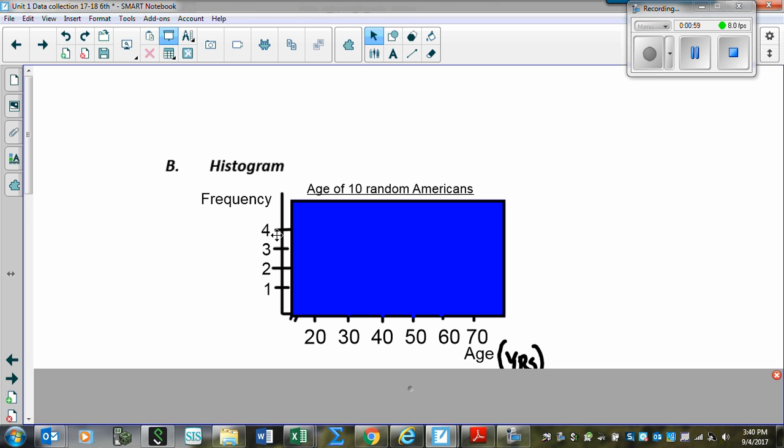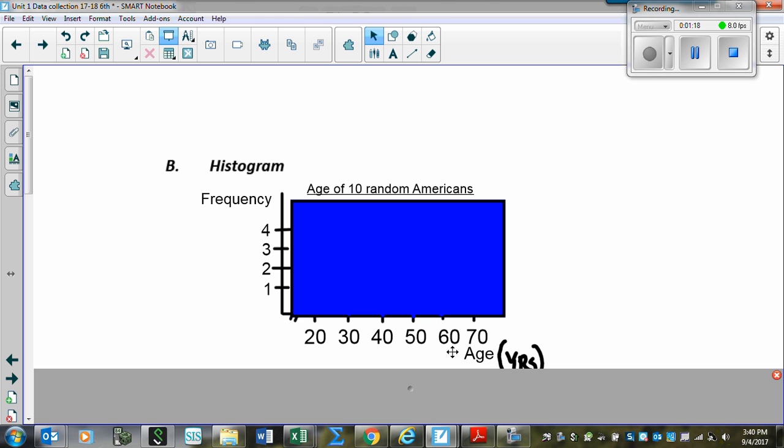The reason that I chose 4 as my highest value on the frequency is because the class that has the highest number of items in it, the 4 people, are in their 20s, and so I want to make sure that the top of my building will be able to be seen on the graph. I label this as frequency.